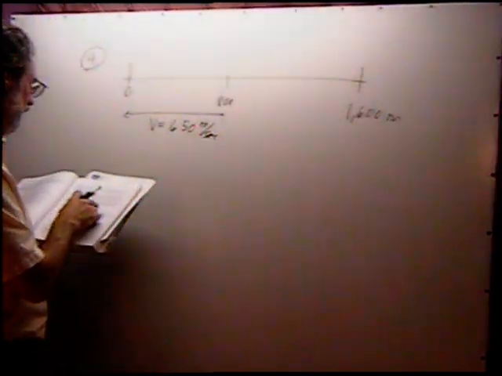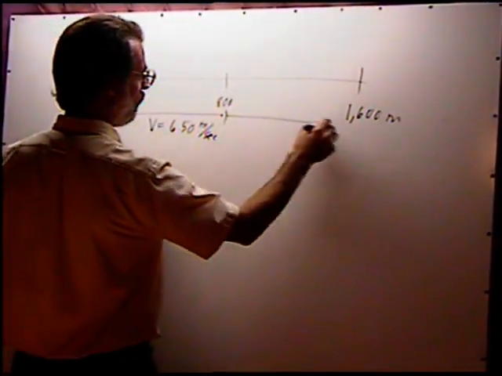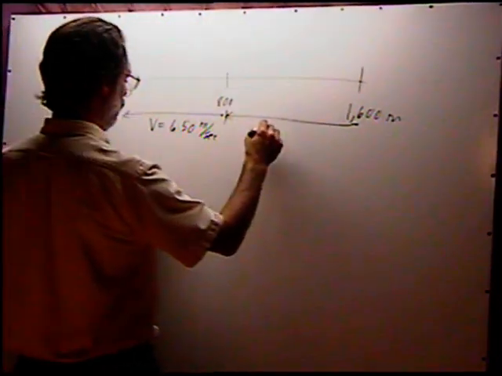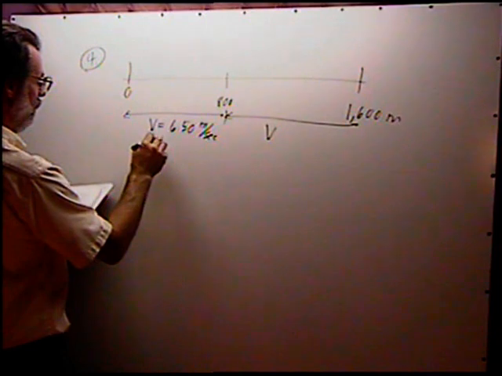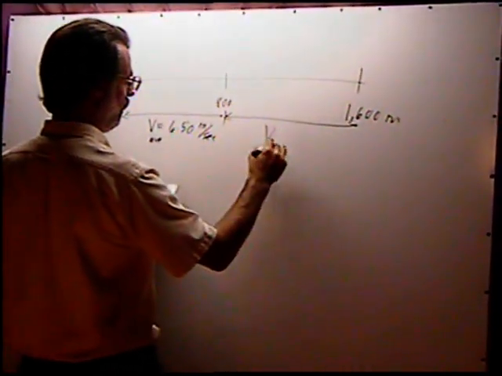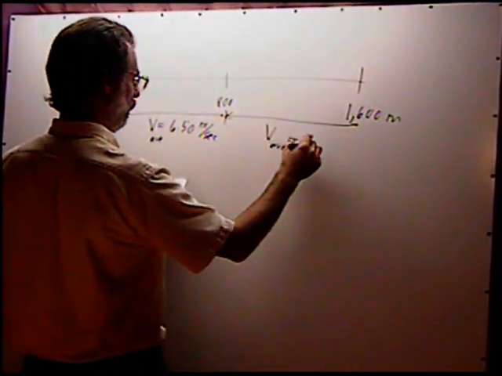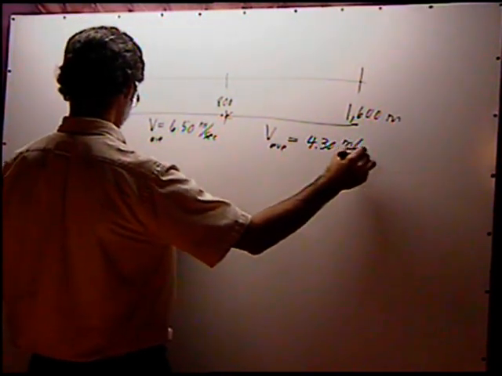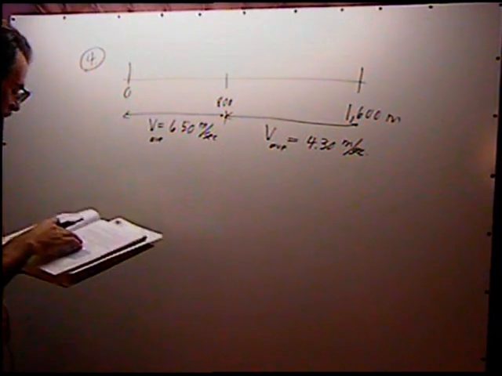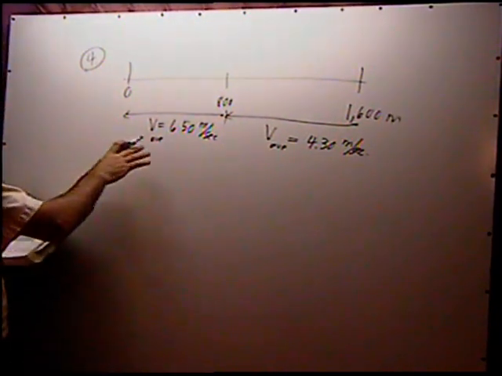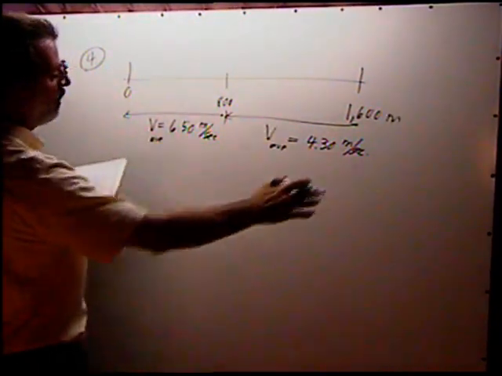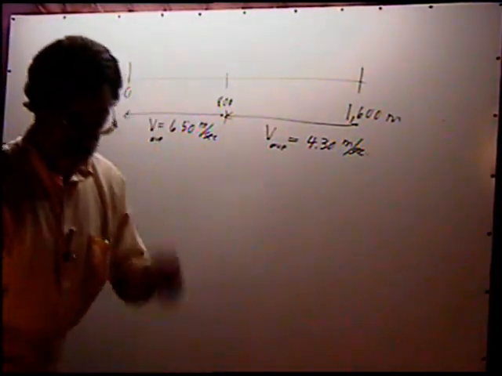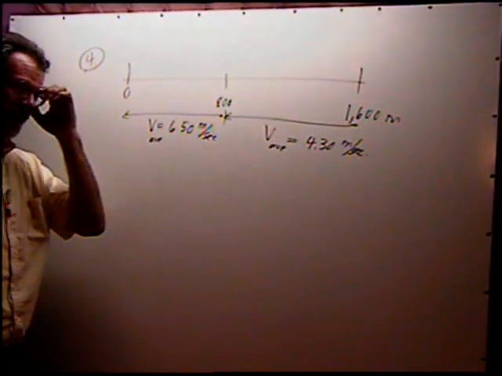Over the remaining 800 meters, from here to here, the average velocity went down. The average velocity is only 4.30 meters per second. Now the question is, what is the average velocity over the entire stretch?